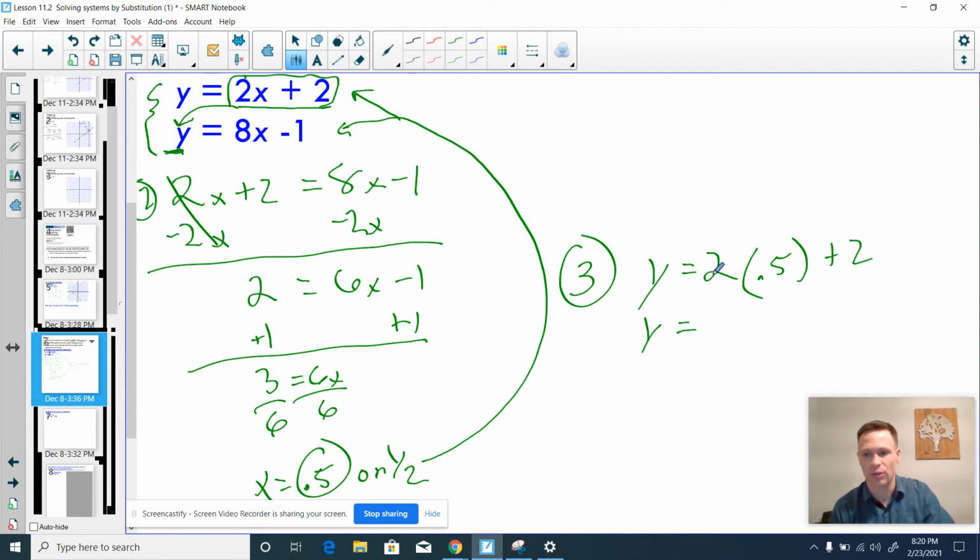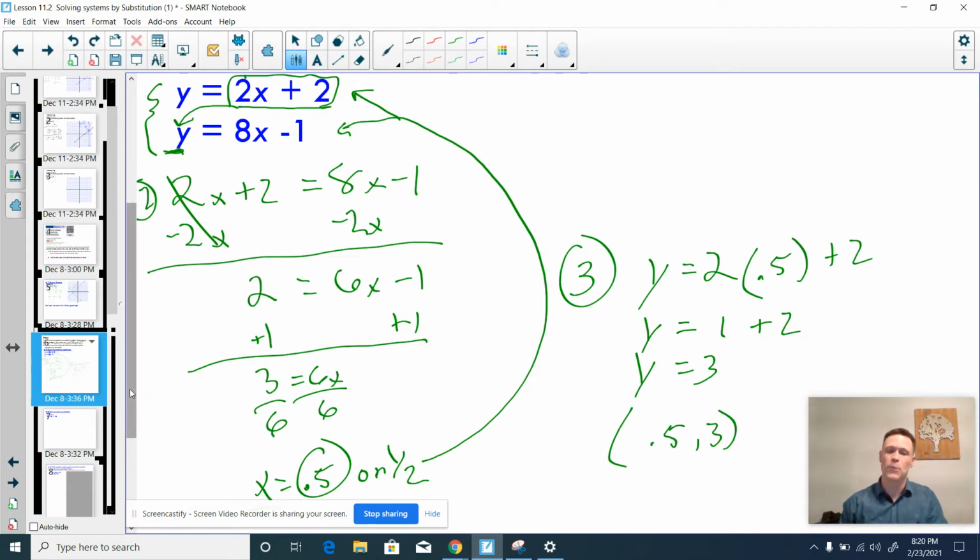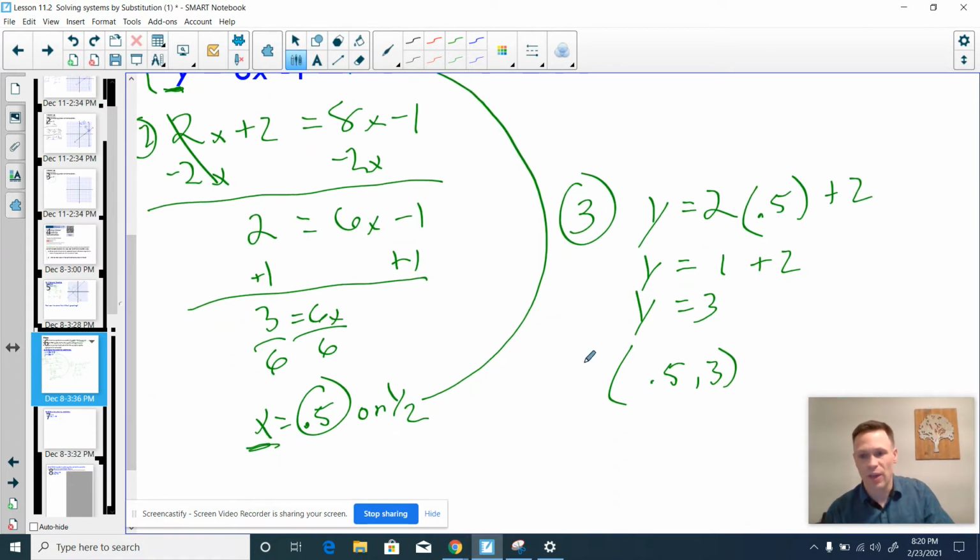So y is equal to half of 2 is 1, plus 2, y is equal to 3. So I get the answer of 0.5 comma 3. Okay, so that is where those two lines intersect.